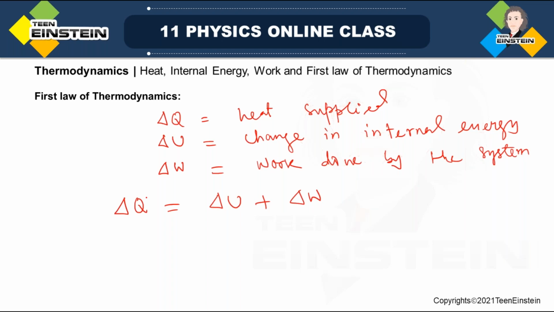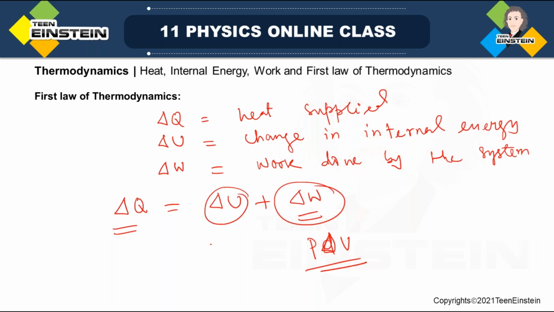So we'll stop here, ending the class with this statement. Next day we'll discuss in detail how we express this work done. Work done can be expressed as P delta V. If in some cases the change in internal energy is 0, then the whole heat absorbed will be equal to the work done by the system. So these are the things we will discuss again.